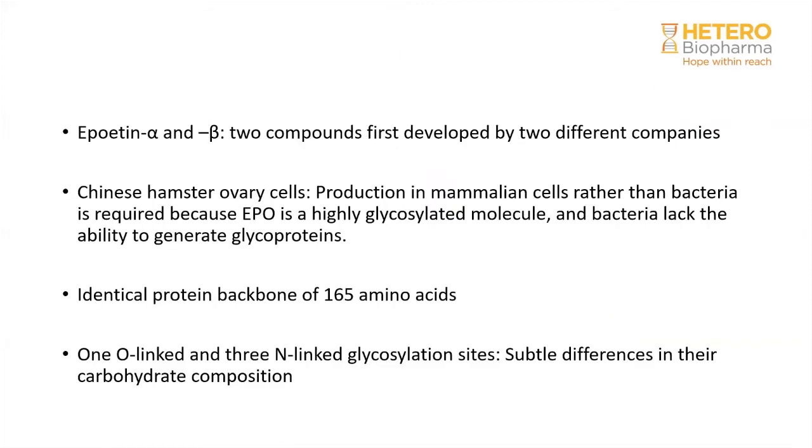So we have two forms of erythropoietin which came first and which are available in clinical practice in most countries: erythropoietin alpha and erythropoietin beta. We need to know that you need a mammalian cell to produce erythropoietin. This is mainly because bacteria lack the ability to produce a highly glycosylated molecule, and we all know erythropoietin is basically a heavily glycosylated protein. That's the reason the most common cell line we use is the Chinese hamster ovary cells.